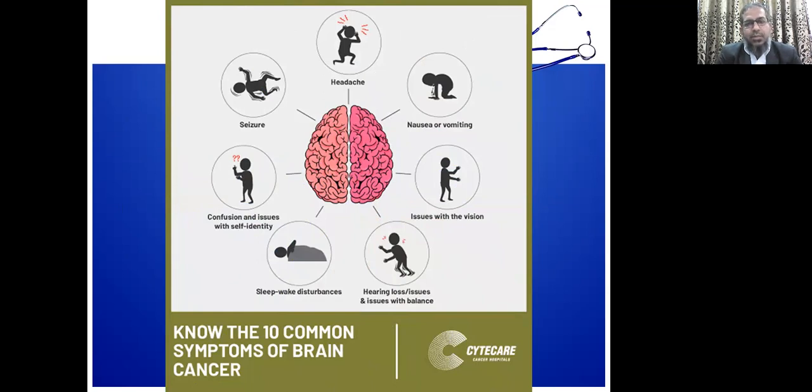Now coming to brain cancer or brain tumor, if it is present in the brain, then a patient is likely to show signs and symptoms like headache, nausea, vomiting, issues with vision, hearing loss, sleep wake disturbances, confusion, and issues with self identity, and sometimes seizures or convulsions.